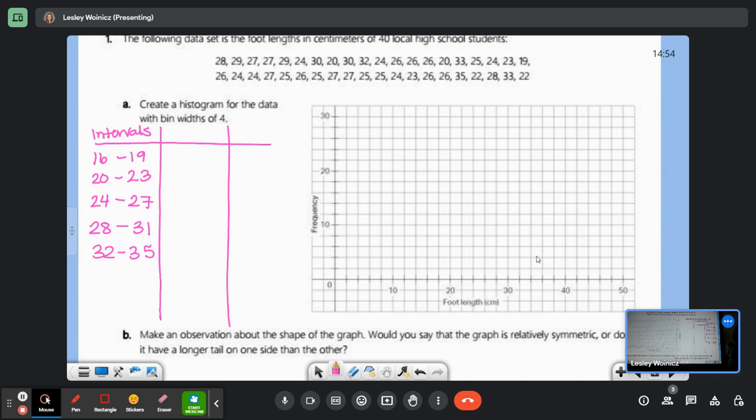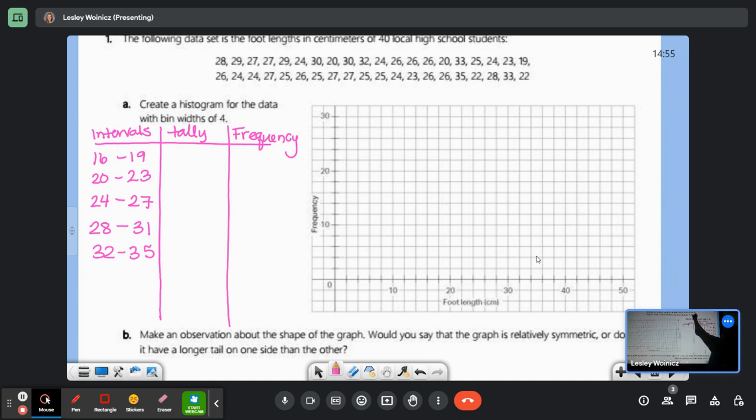Okay, we can make a section for our tallies. And then over on the far right of our little special T chart is going to be our frequency. Oops, that's a G. I meant to put a Q. Okay. So I'm just going to go across my data and sort it.